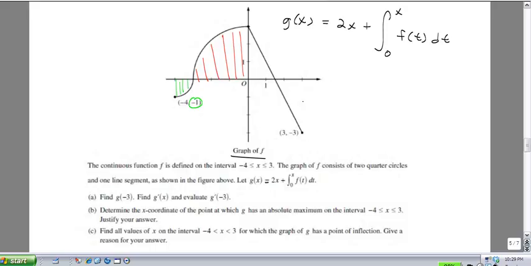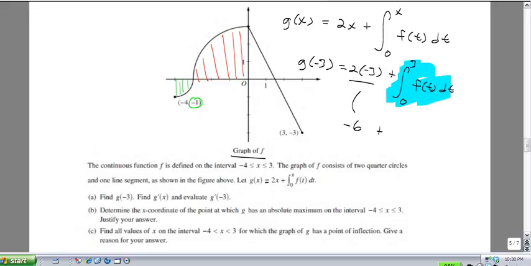g of -3 equals 2 times -3 plus the integral from 0 to 3 of f of t dt. Okay, that's -6 plus, let's see, that's an area under little f. Do I have little f? Yes. From 0 to 3.